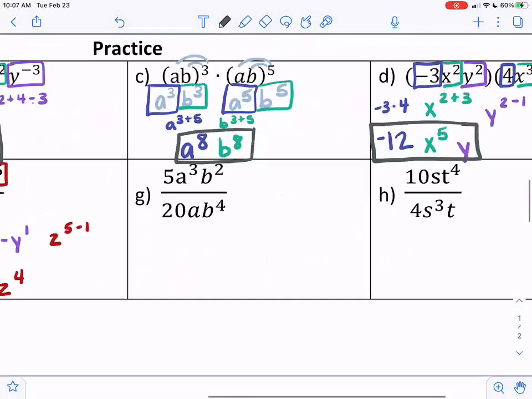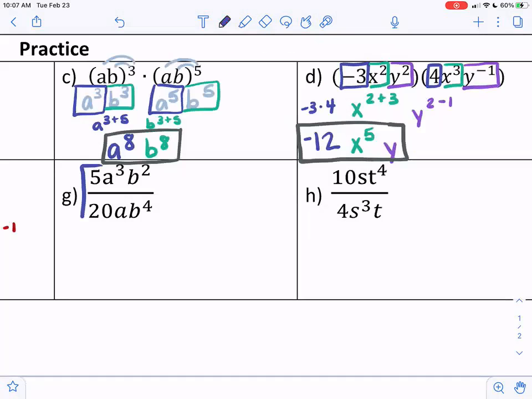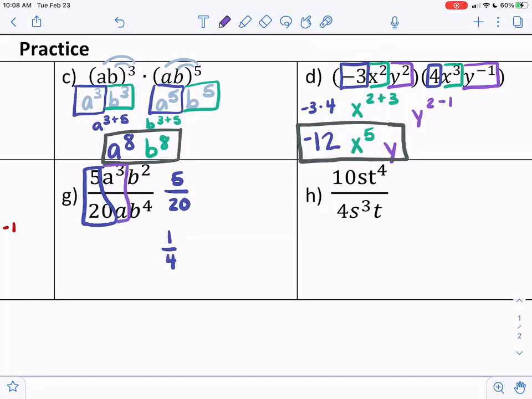Let's look at G and H. Again, I'm always going to start with my constants in the front, my coefficients. I've got a 5 and a 20. 5 over 20. So I'm going to write it off to the side here. 5 over 20, when I simplify, is going to give me 1/4. So now I've got my A's. I've got an A to the third and an A. So I've got A to the third minus 1. A to the third minus 1 would be A to the second.